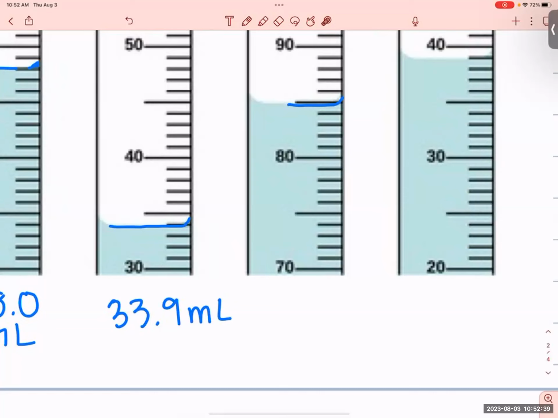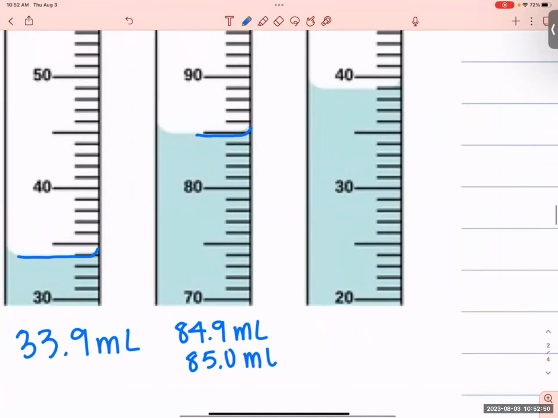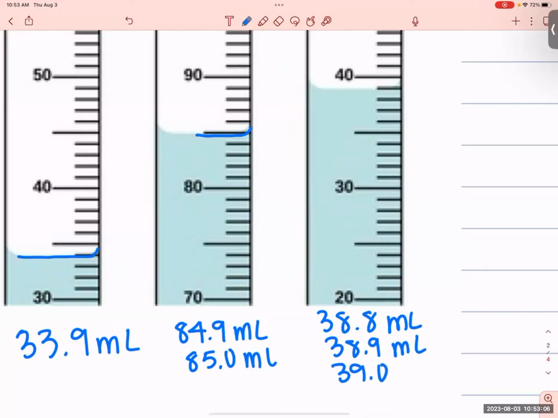80, 85. So maybe we would say this is 84.9. Maybe we say it's right on the line, 85.0. Again, that's fine. And for this one here, making sure we're reading in the right direction. So 30 to 40, that's 35, 36, 37, 38, 39. So 38.8, 38.9, 39.0, all are acceptable here.